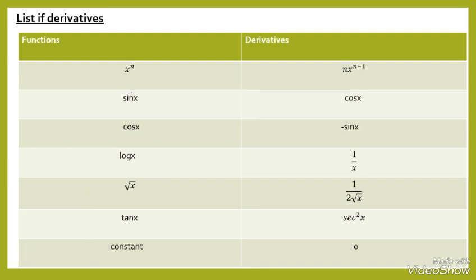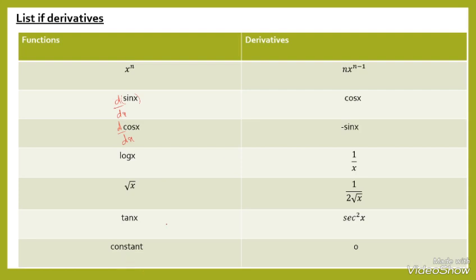Similarly, differentiation of sin x will be cos x. Differentiation of cos x is minus sin x, and differentiation of log x is equal to 1 by x. Differentiation of root x will be 1 divided by 2 into root x. Differentiation of tan x will be sec square x, and differentiation of constant.